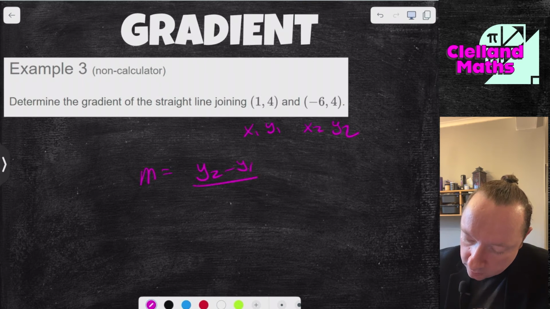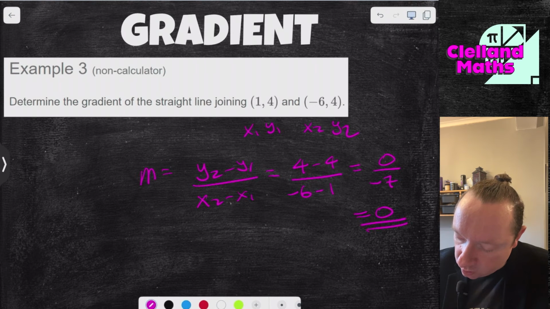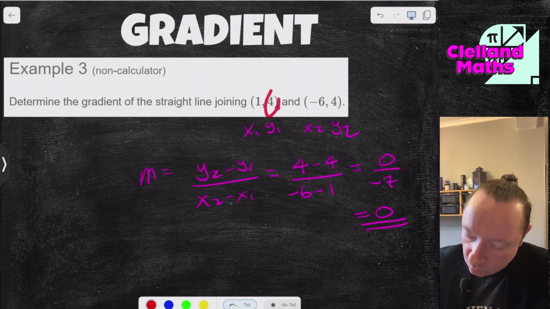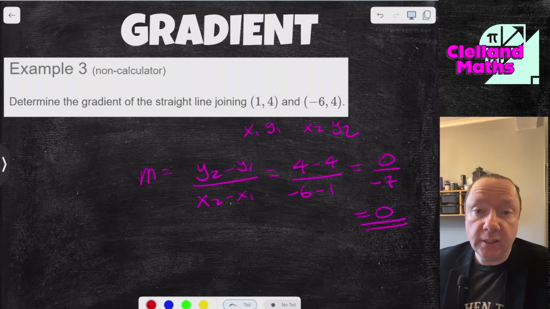y2 minus y1 over x2 minus x1. 4 minus 4 over minus 6 minus 1, that's 0 over minus 7. Anything divided by 0 is 0, so the gradient is 0. And you would realise that if you looked at the second coordinate. If the second coordinate's the same, it's going to be a horizontal line, so it's going to be 0.